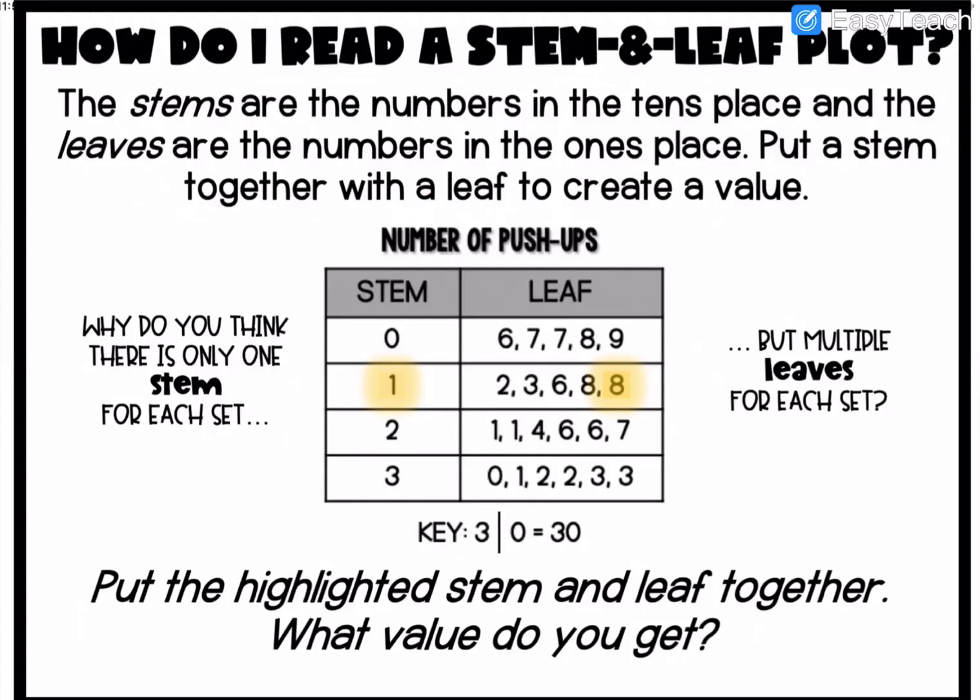Put the highlighted stem and leaf together, what value do you get? So using the same key, I believe this is the same table. Actually, yes, it is. 1 and 8, you would get 18. Okay, that's all you're doing.